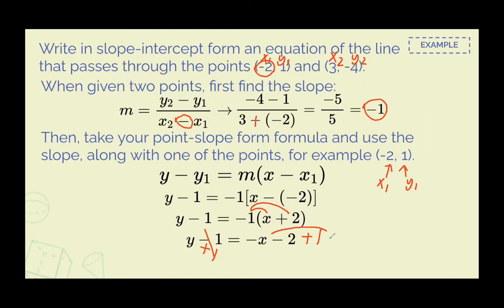Look for like terms. You can see here that -2 and +1 are both constants, so you can add 1 to -2. And you're left with y equals -x minus 1.